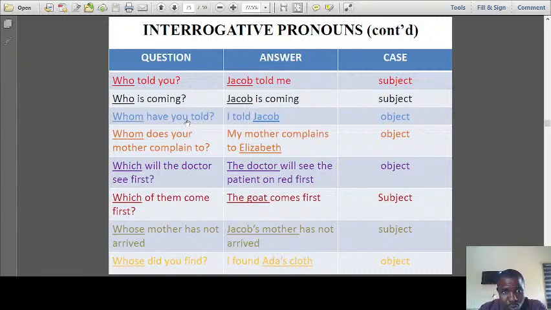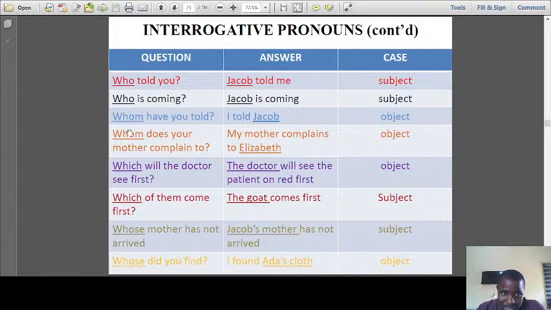Whom have you told? I told Jacob. That is why we use whom, because Jacob is in what? The object position. We said it earlier. Whom have you told? I told Jacob, not Jacob told me. Whom have you told? I told Jacob. And that is why that Jacob here is in the object position, and that is why whom is selected.